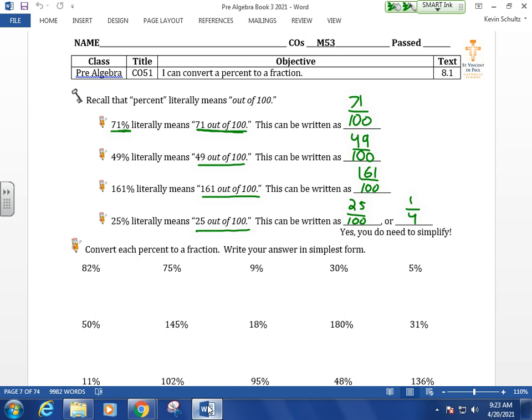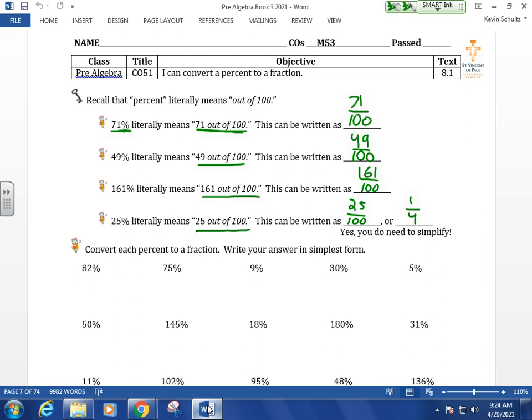Again, this will be an objective on your test for which you will not be able to use a calculator. So that simplifying piece, 25 is a friendly denominator. We can divide 25 by 25, 100 by 25. That's kind of what you're looking for here, but you will not be able to use a calculator.